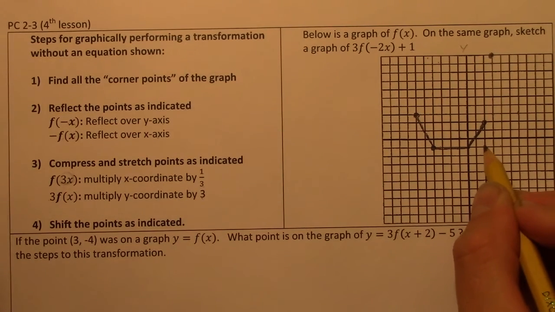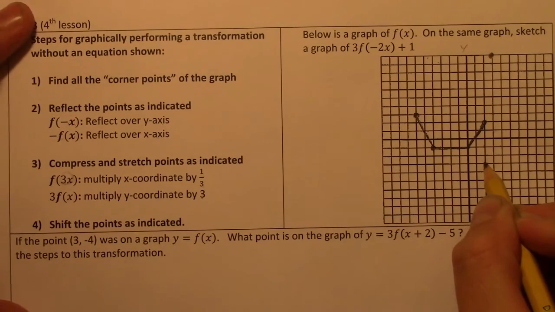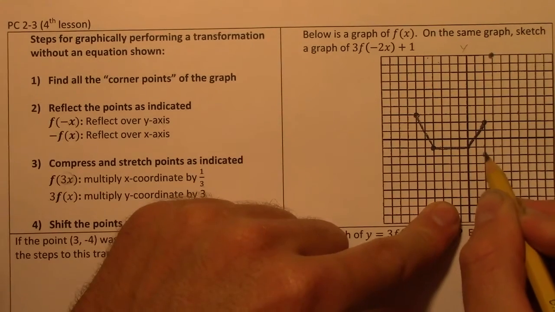That y-coordinate gets multiplied times 3. The y-coordinate right now is negative 1. So negative 1 times 3 is negative 3. Negative 1, negative 2, negative 3. And then I shift it up 1, so plus 1 at the end. That's this direction. So now I'm here.